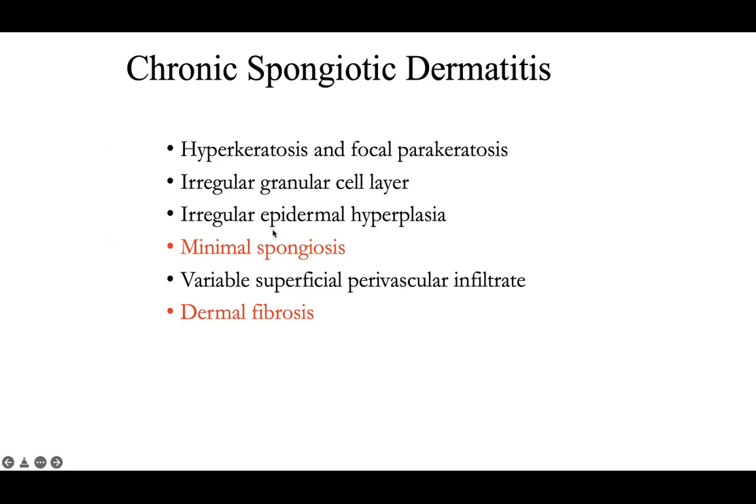Also, you'll have irregular epidermal hyperplasia. That'll help you determine that it's not a psoriasis. You'll see minimal spongiosis and variable superficial perivascular infiltrate, as well as dermal fibrosis, because the dermis starts to produce more collagen with the mechanical stimulation that keeps occurring. And so what your skin is trying to do is really strengthen itself against the external trauma, the external scratching secondary to pruritus.